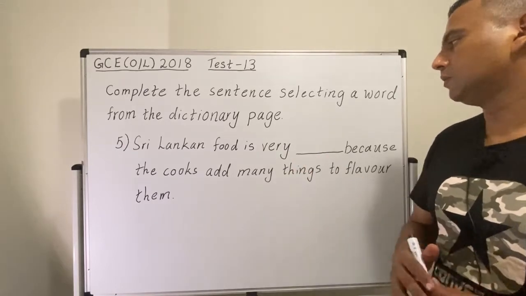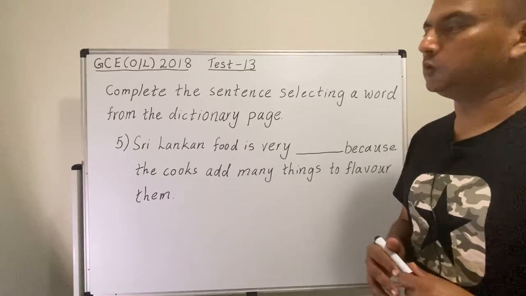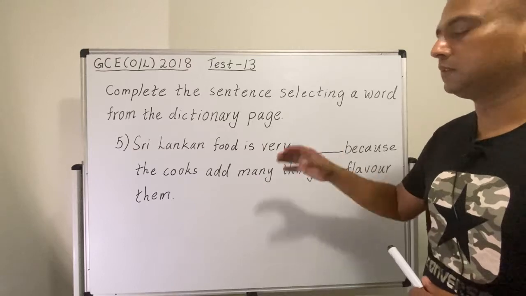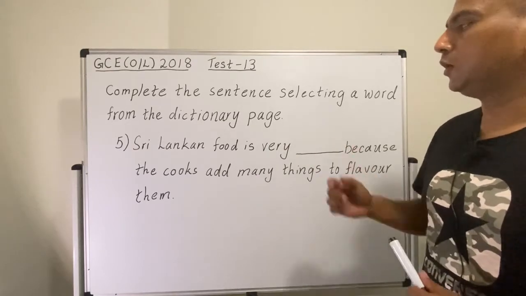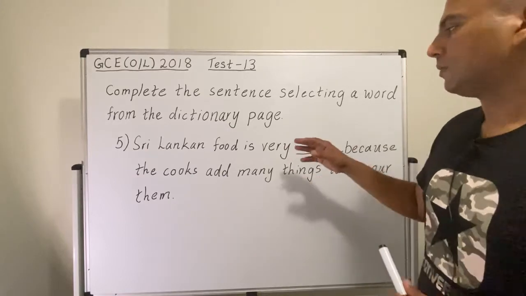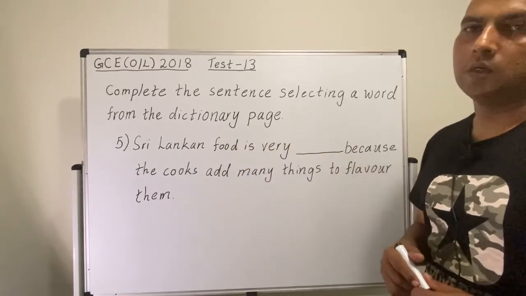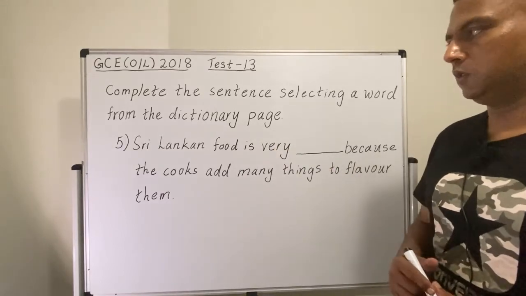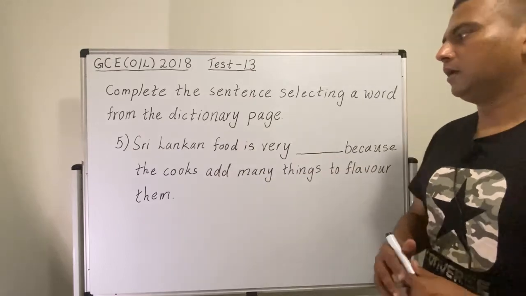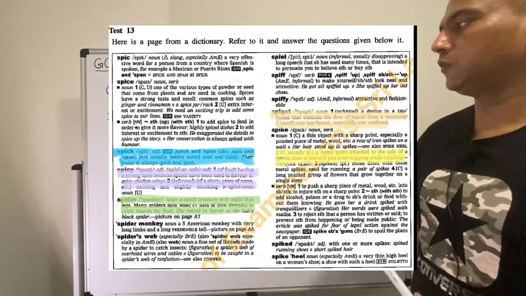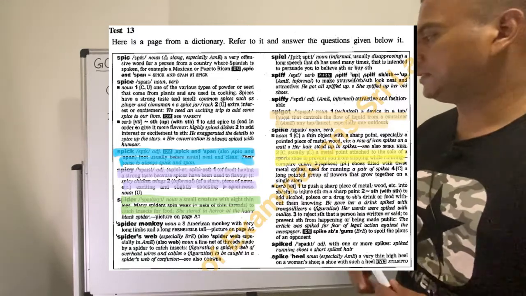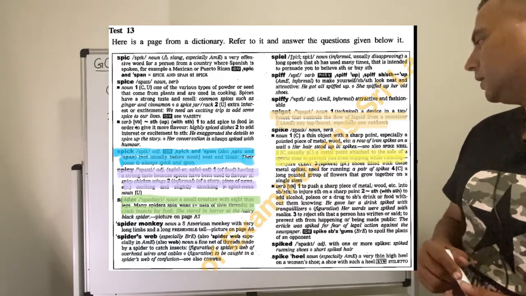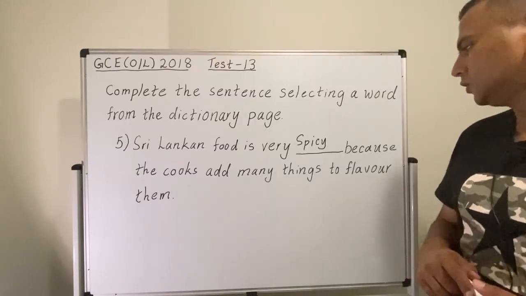So what is the word that you think we should use? Because now, what is missing here? Sri Lankan food is very what? They are explaining something, telling something about the food. So what do you need? You need an adjective, because you already have the noun food. The adjective explains more about the noun food. So if you look at the full thing, it's a noun phrase, Sri Lankan food, and when you add the adjective, what? Spicy. Sri Lankan food is very spicy because the cooks add many things to flavor them.